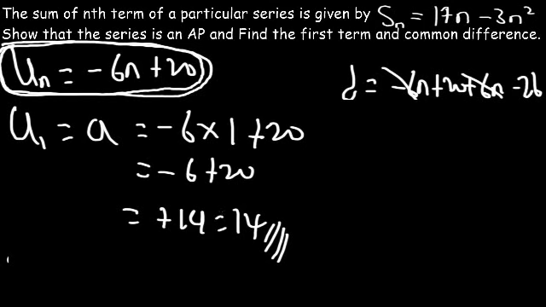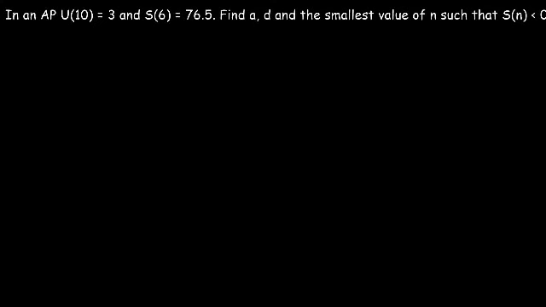By now, you should have developed your ability in solving some AP problems. The last problem for this video: in an AP, U sub 10 is equal to 3. That's the 10th term. And the sum of the first 6 terms is 76.5. Find the value of a, the value of d, and the smallest value of n such that S sub n is less than 0.